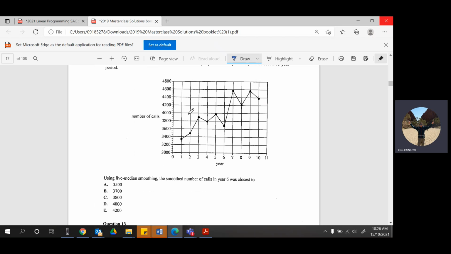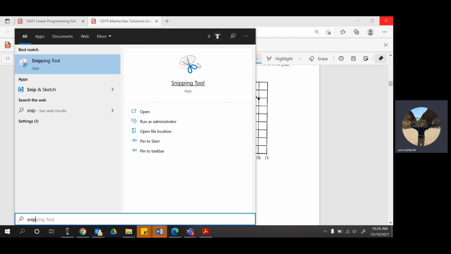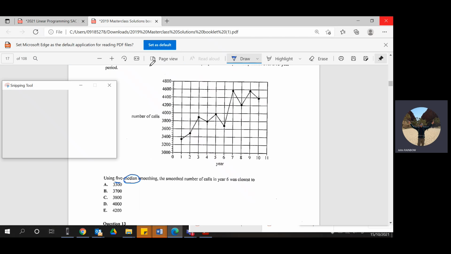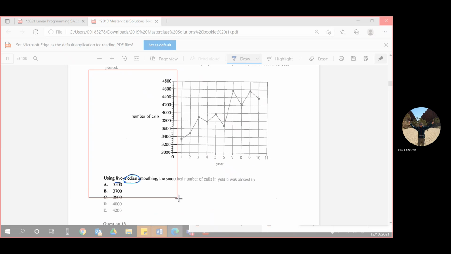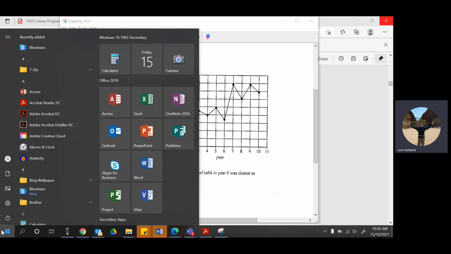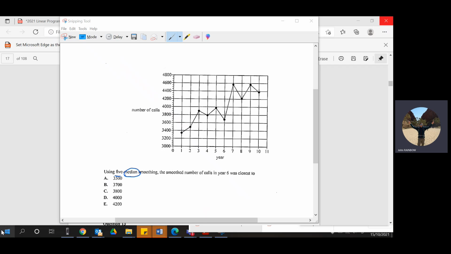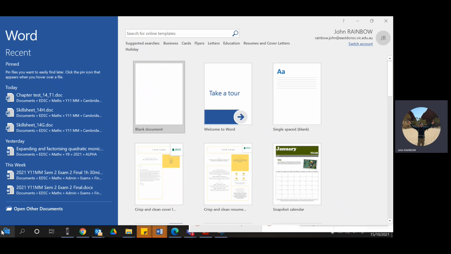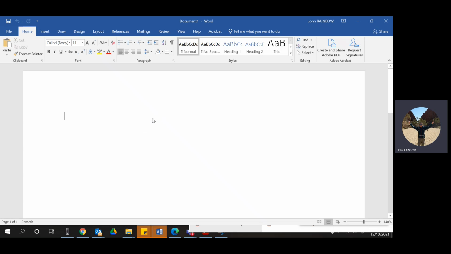Okay, using the 5 median smoothing method. Now, remember, when we're talking this, I always think of what is median. Median is my visual one. The smooth number of calls in year 6 was closest to what? Okay, I am going to just quickly take a snippet of this. So there's 2 different types of smoothing methods we can have. One we can have as mean, and you add up all the numbers and divide them by how many you have. And the other one is median.